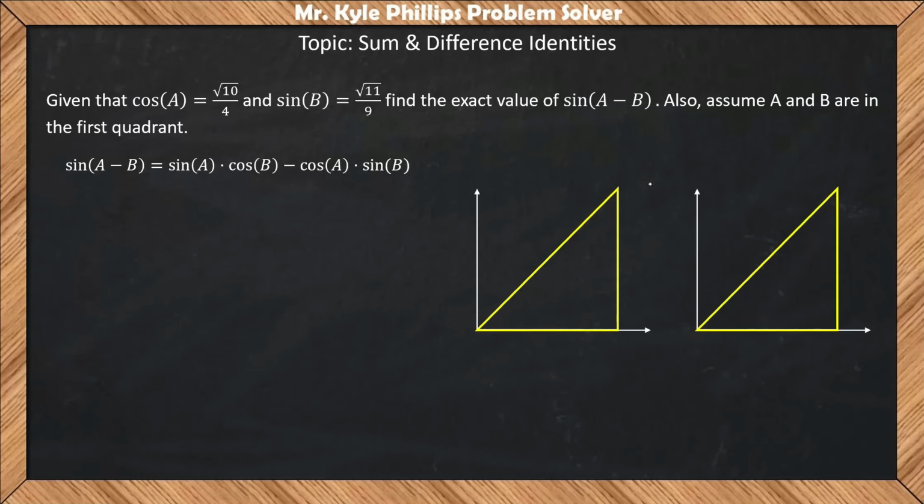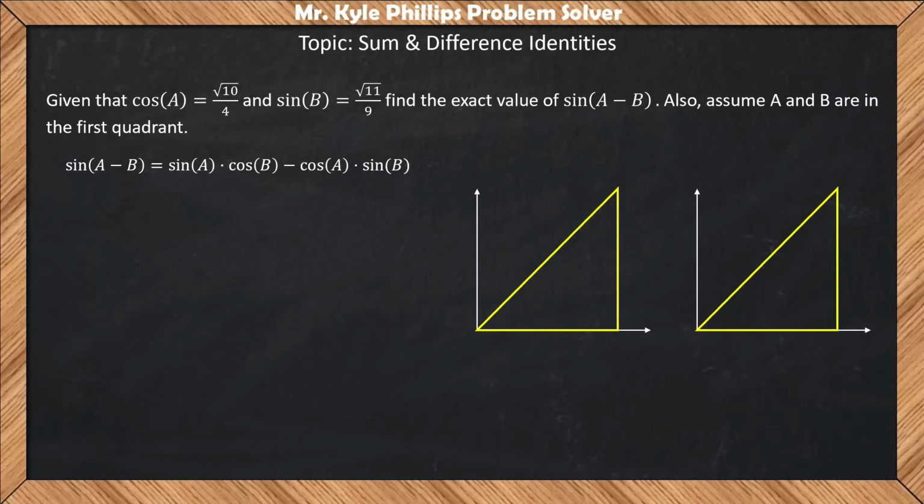Hey everybody, so in this example we're going to do another problem with our sum and difference identities. So here it says, given that cosine of A is root 10 over 4 and sine of B is root 11 over 9, find the exact value of sine of A minus B. Also assume that A and B are in the first quadrant.